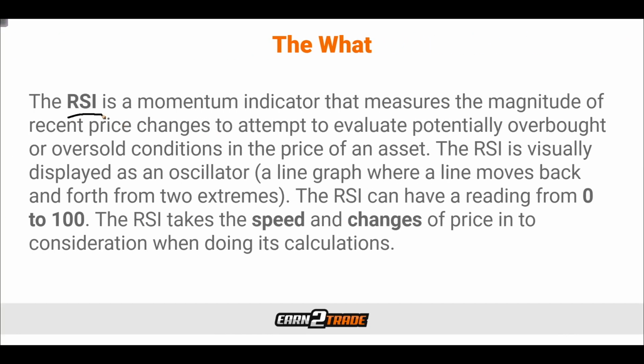The RSI is a momentum indicator that measures the magnitude of recent price changes to attempt to evaluate potentially overbought or oversold conditions in the price of an asset. The RSI is visually displayed as an oscillator, which we all know is nothing more than a line graph where the line moves back and forth between two different extremes. The RSI can have a reading from 0 to 100. The RSI takes the speed and changes of price into consideration when doing its calculations.